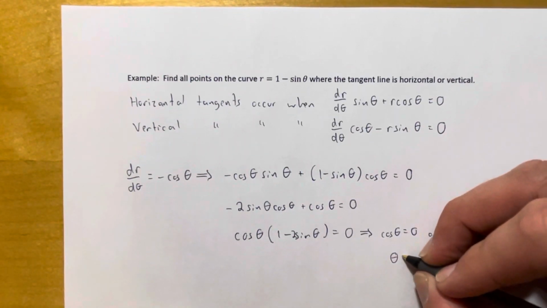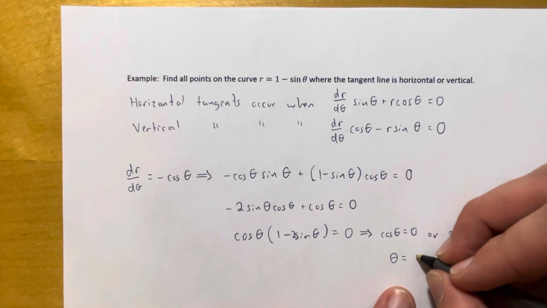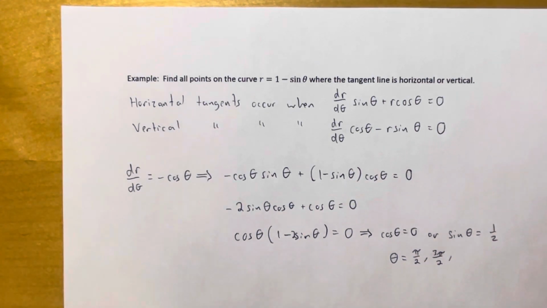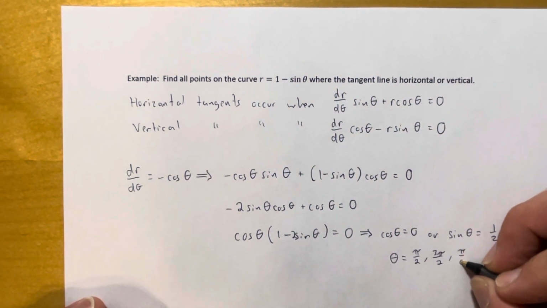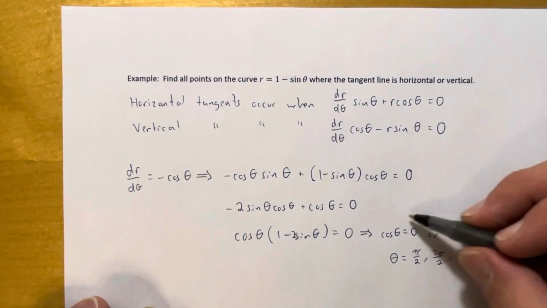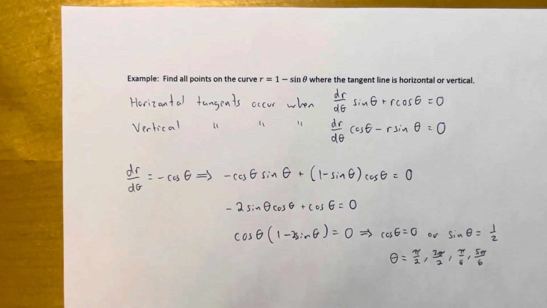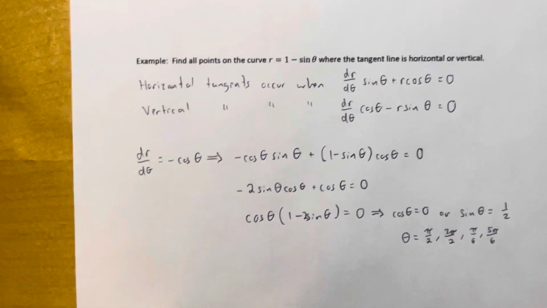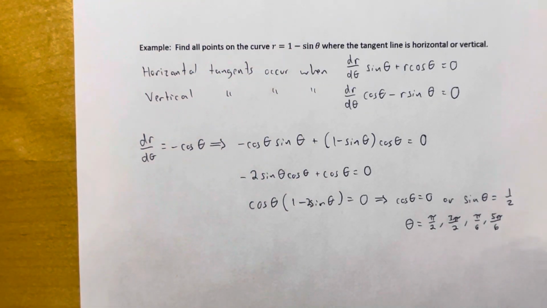Well, cosine is equal to 0 when theta is equal to pi over 2 or 3 pi over 2. Sine of theta equals 1/2 when theta is either equal to pi over 6 or 5 pi over 6. So here are 4 solutions that all give me a 0 in my numerator. Okay, we'll do something with that in a moment, but let's look at the denominator where we get vertical tangents from. So dr d theta times cosine.